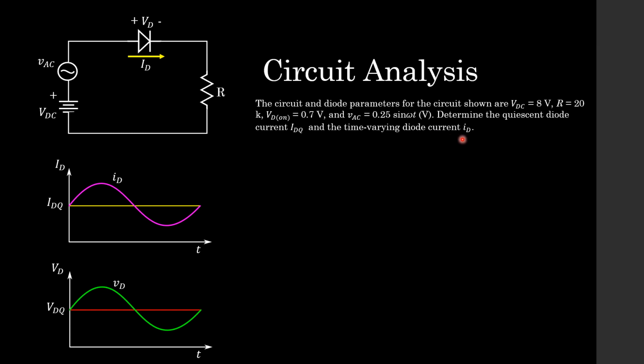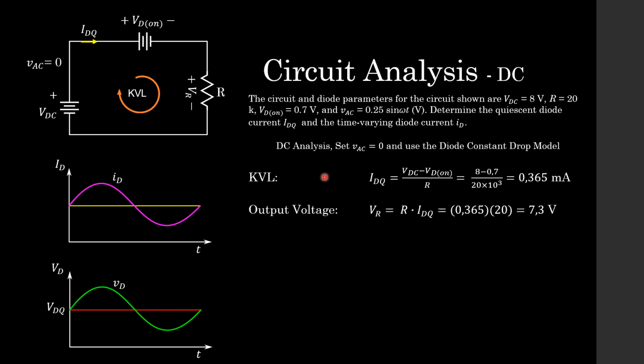So we can immediately notice that our DC voltage is 8 volts and our AC voltage has a peak voltage of 0.25. They are much different. The AC voltage is much less than the DC voltage. We know that this is a small signal. First thing that we do with an analysis like this is we perform a DC analysis followed by an AC analysis.